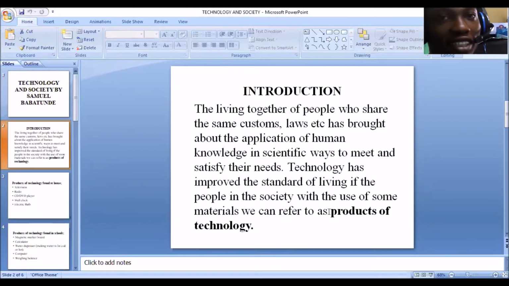There's a saying that seeing is believing. When you discuss technology and you don't see any output of technology, then definitely you are just saying nonsense. But the products of technology have actually made it real. That's why we say technology has improved the standard of living.